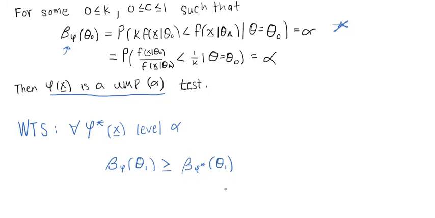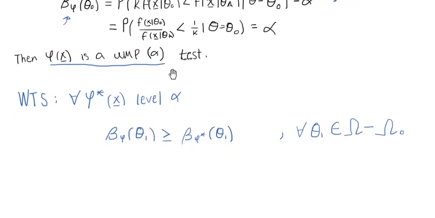phi star at theta 1. Now, this is coming from the definition of what it means to be uniformly most powerful, but because we only have a simple set of hypotheses, we only have to check this one value. If we had a more complex set of hypotheses, we would have to do this for all theta within the set under the alternative hypothesis. So we only have to check this one value though, that's all we need to do.